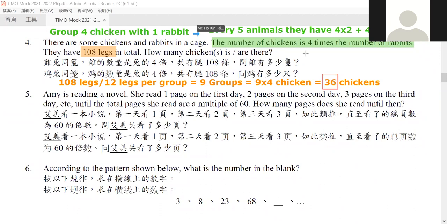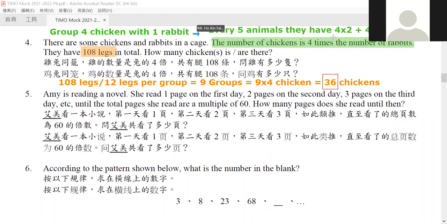Now let's go to question number 5. Amy is reading a novel. She reads 1 page on the first day, 2 on the second, 3 on the third, until the total pages she has read is a multiple of 60. How many pages did she read until then?